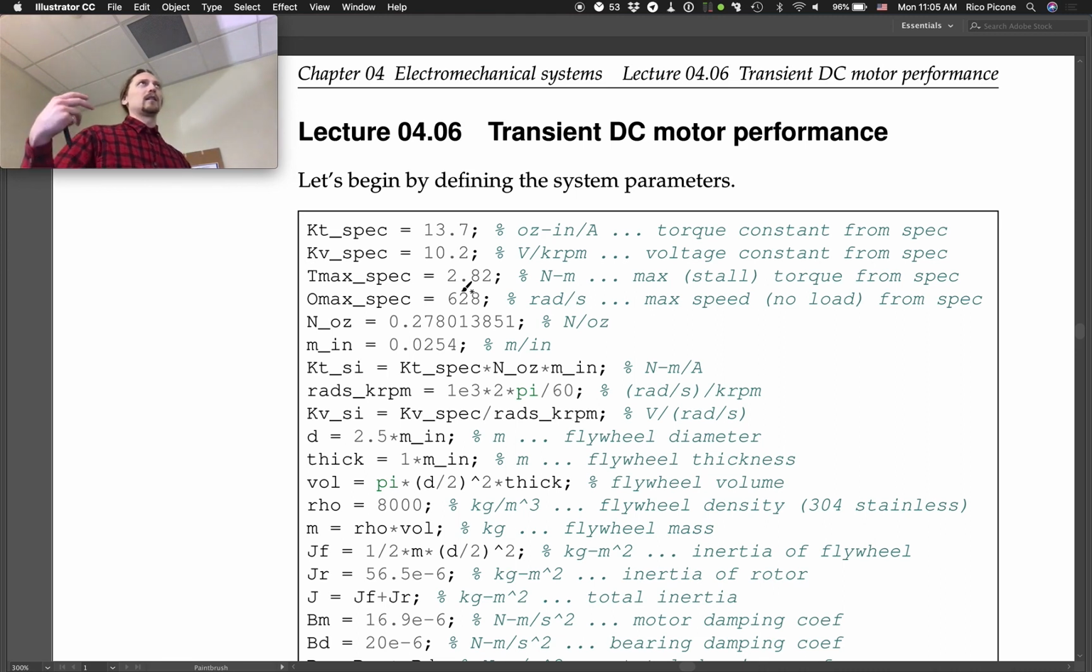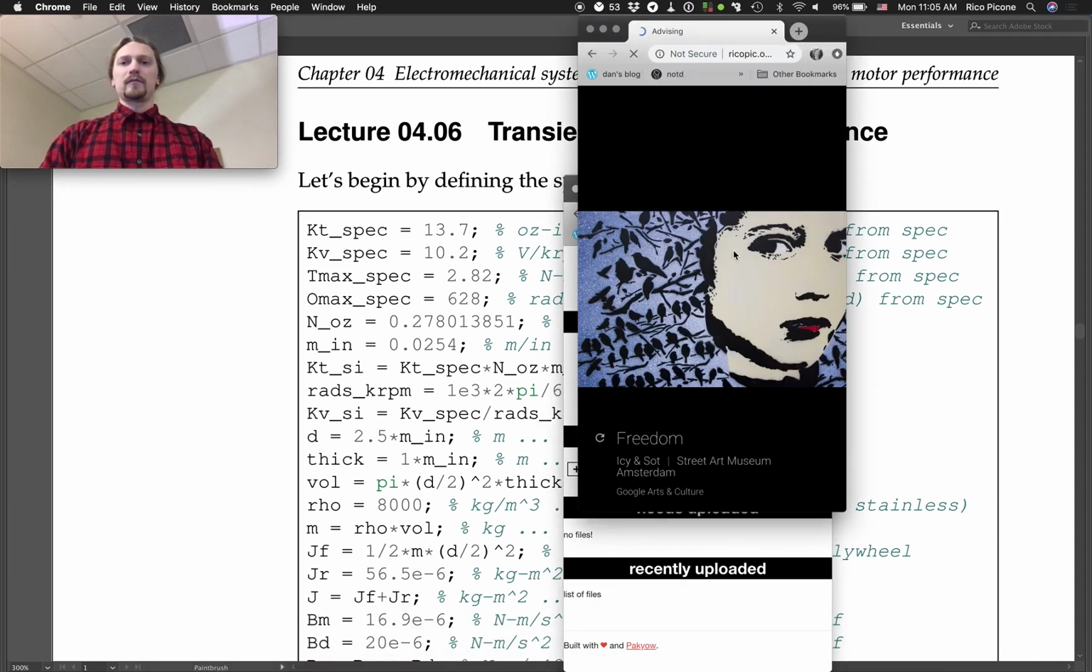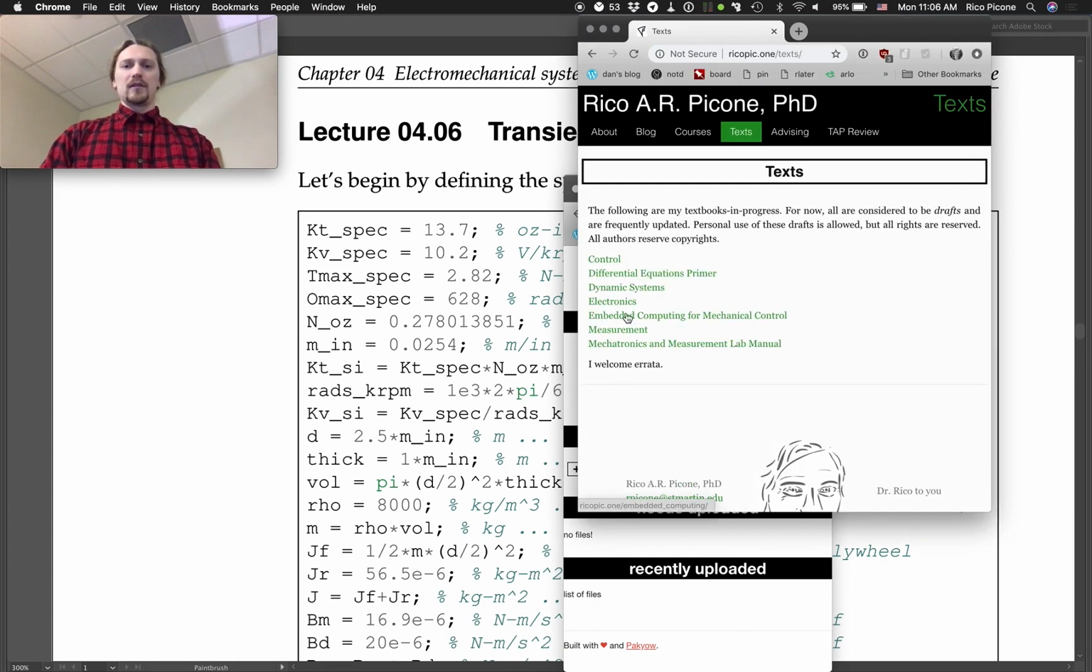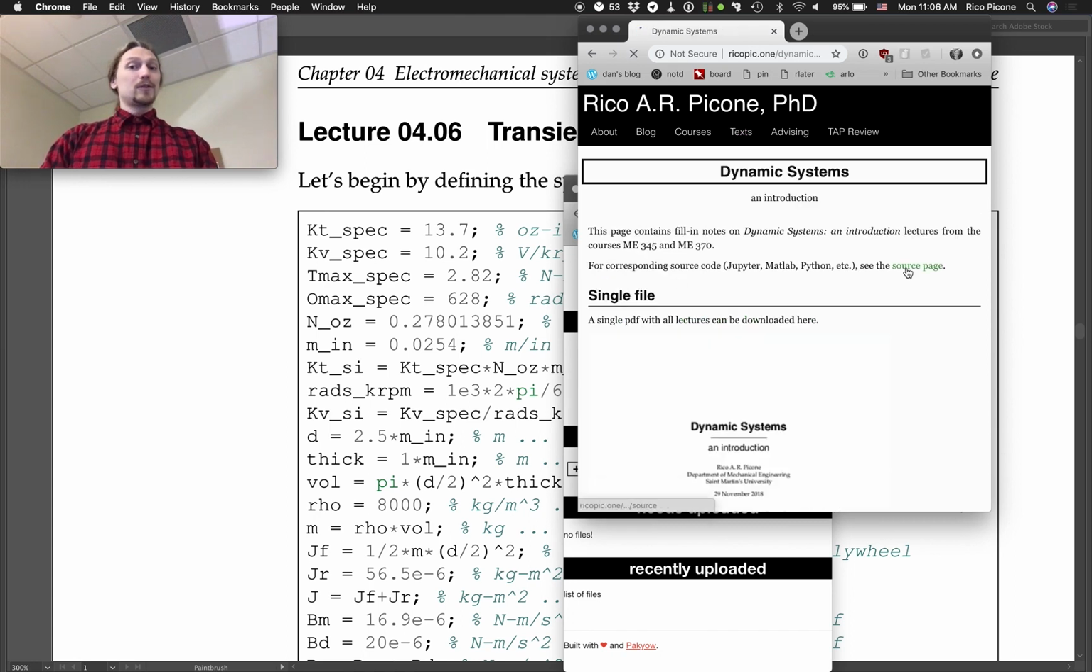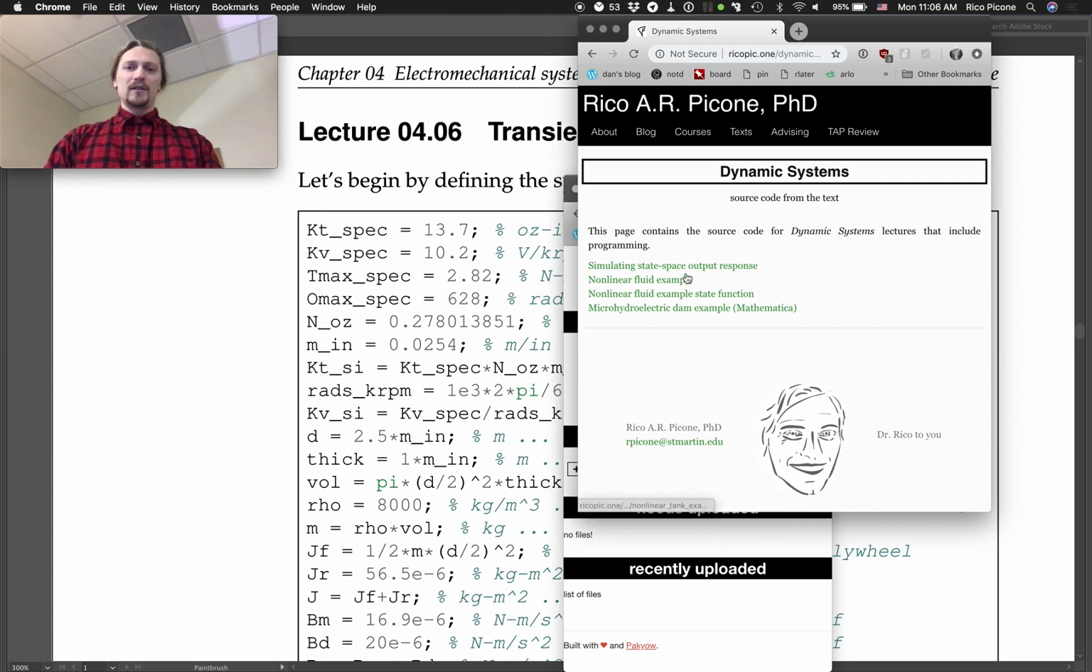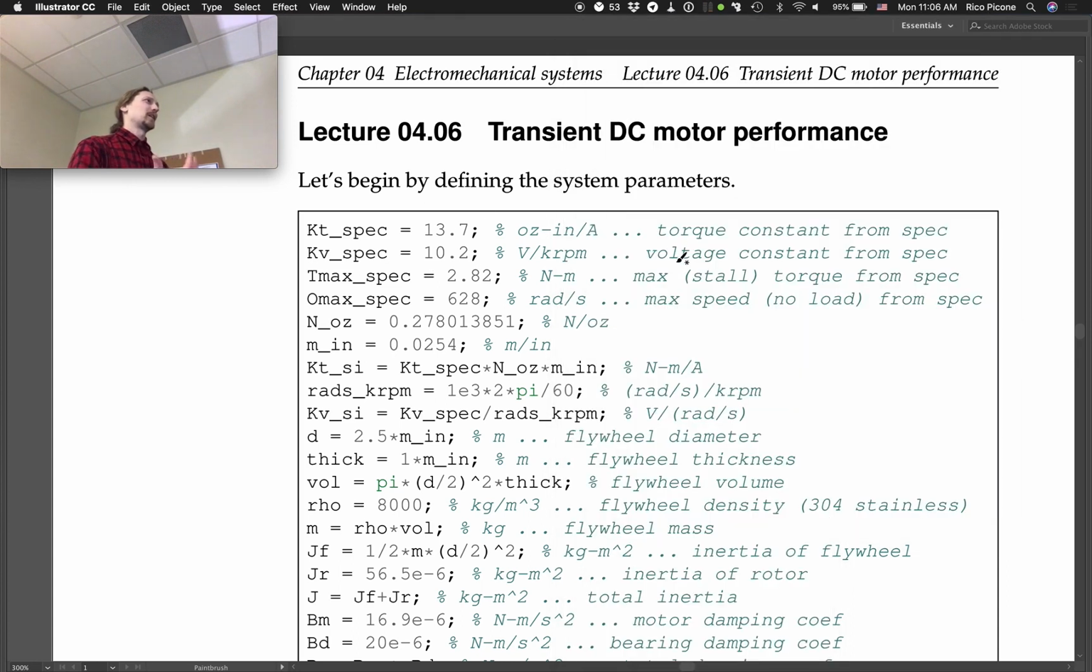Feel free to get on the text website, and there's a source code page on there that has all of the source code for this lecture in MATLAB format. So it's on the text web page. If you go to texts, and you go to dynamic systems, and you go to the source page, then what we have is not listed. I don't think this is it. No. Huh. Well, it's up there. It's just not listed here in this list. So I'll upload that after this lecture, but it'll show up in this list. It'll say something like transient DC motor electromechanical. It's under dynamic systems. Yeah. So, yeah, glad I checked.